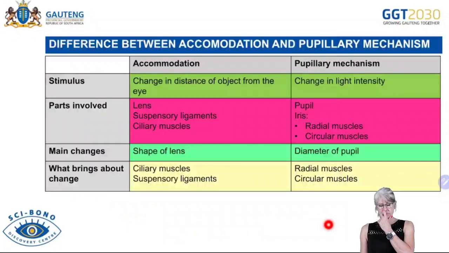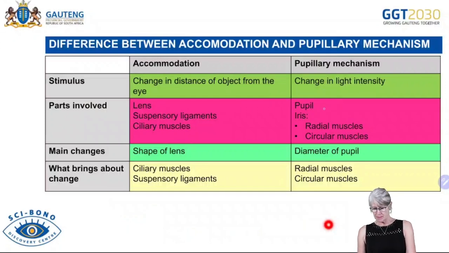Okay, now the differences between accommodation and pupillary mechanism. Okay, so in accommodation, the stimulus is a change in the distance of the object. Okay, so whether it's further away or closer up, whereas in pupillary mechanism, it's the amount of light. So it's the light intensity that changes. The parts that are involved in accommodation are the lens, the suspensory ligaments, and the ciliary muscle.